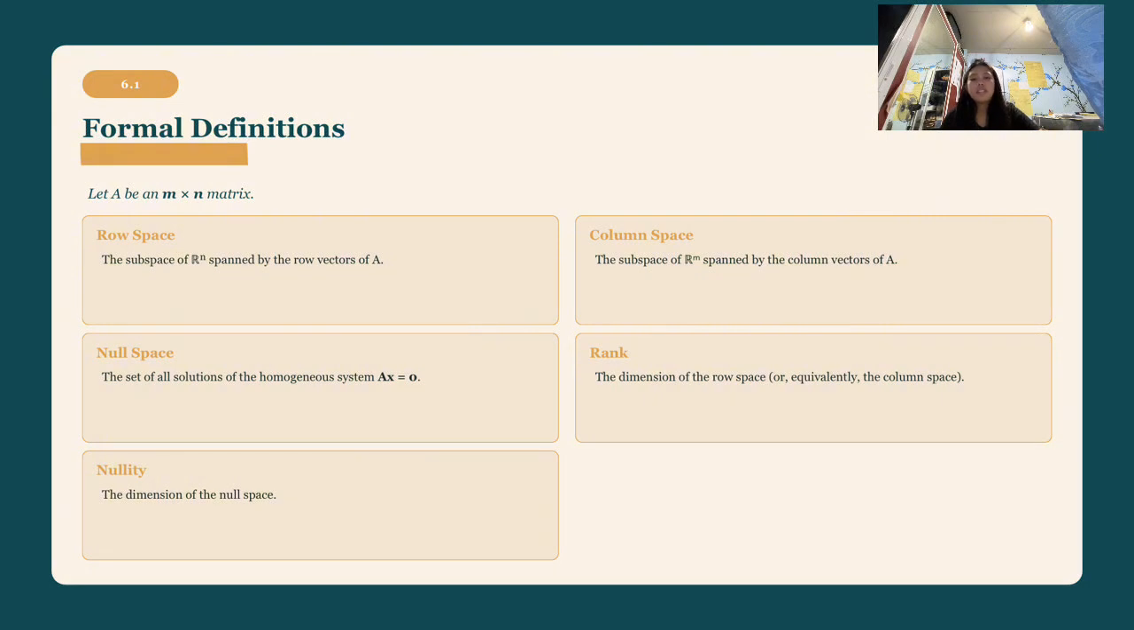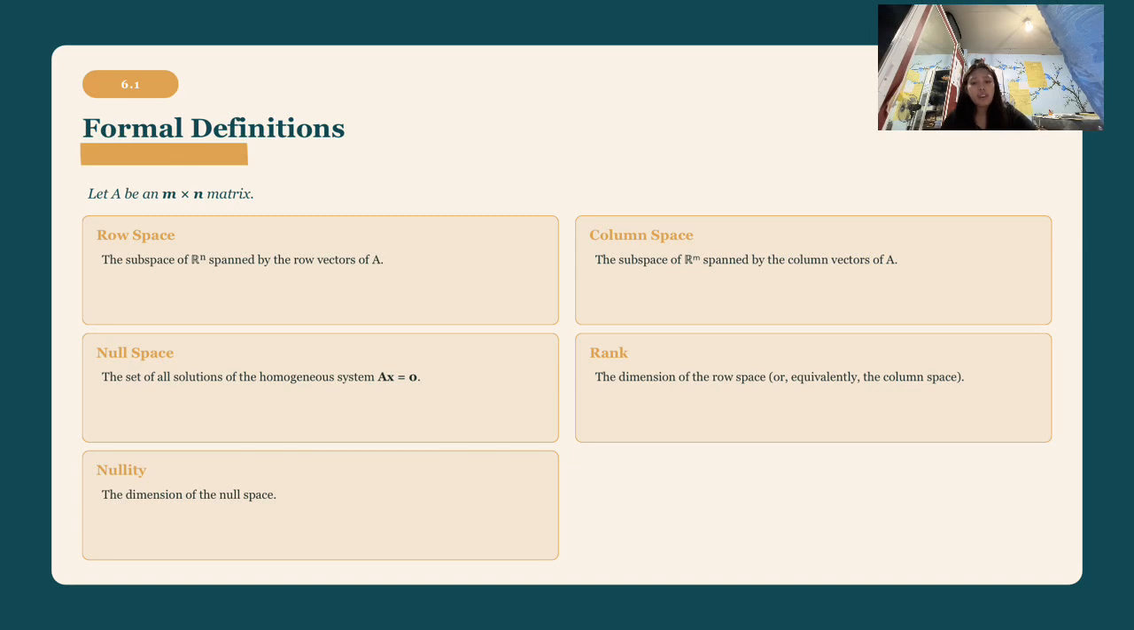Now, let us define the important terms. First is the row space. The row space is the subspace formed by all possible linear combinations of the rows of a matrix. Next is the column space. The column space is the subspace formed by all linear combinations of the columns. And next is the null space. Null space is the collection of all vectors x that satisfy the equation Ax = 0.